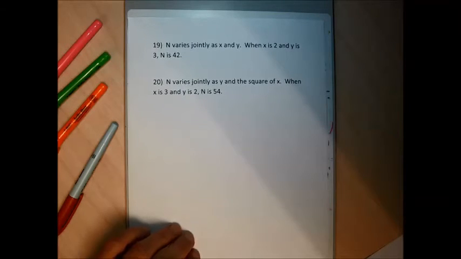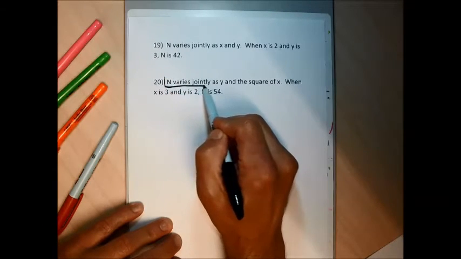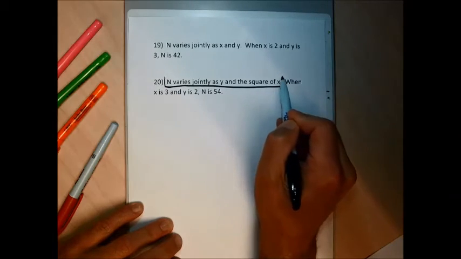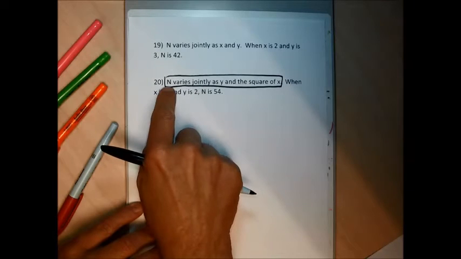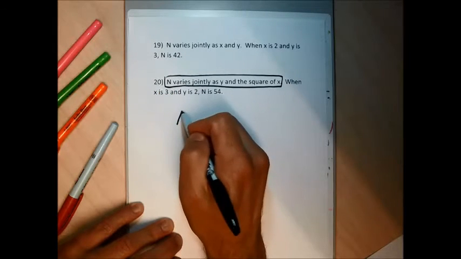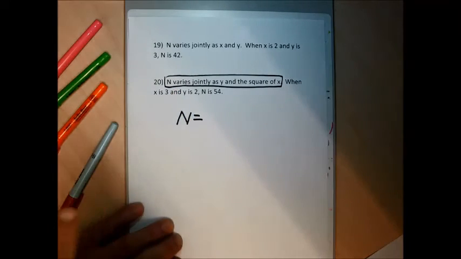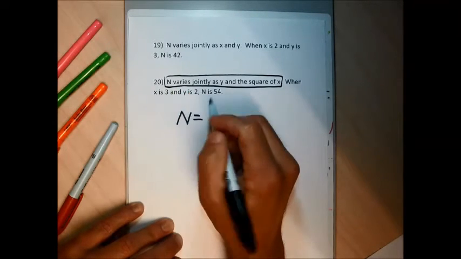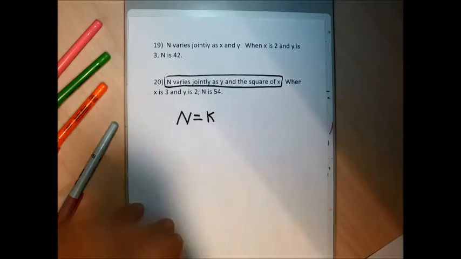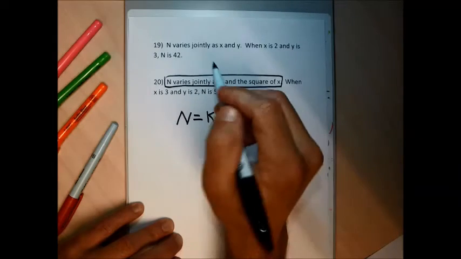19 and 20 are varies jointly, so let me come up with an equation. When I go to do problem 20, that bit of the problem I'm going to create an equation with a k. The first letter I see is n. I'm going to write an n. I'm going to follow it by an equal sign. I don't see the word inversely, so I don't get a fraction. I see jointly. I always write a k after the equal sign. No fractions because there's not inversely. And since it's jointly, I need 2 letters after the k.